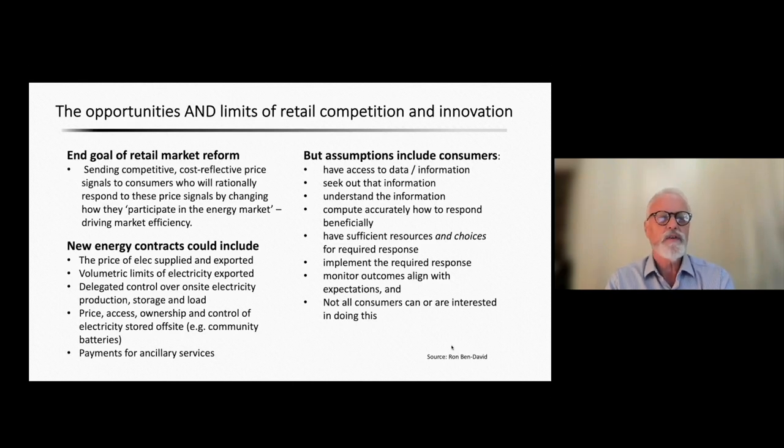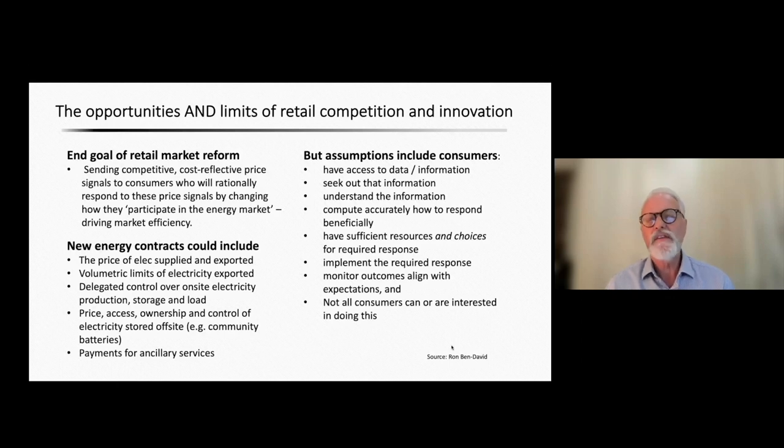I mean, there's obviously the theory behind this: ideally, what we want to do is send competitive, cost-reflective price signals to consumers, who will rationally respond to these price signals by changing how they participate in energy markets. So as we start establishing our power market, we'll see these new contracts include the price of electricity supplied and exported, perhaps new volumetric limits going forward, delegated control over on-site electricity production, price access and ownership of electricity stored off-site as well, those community batteries, and maybe even payment for ancillary services.